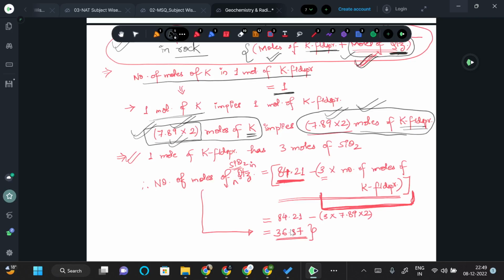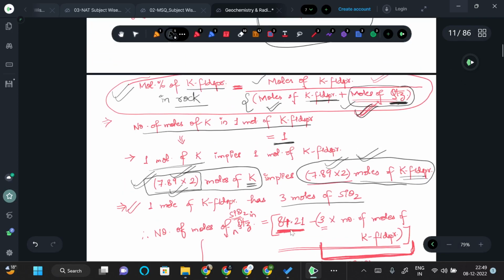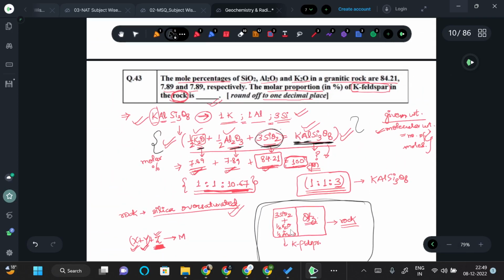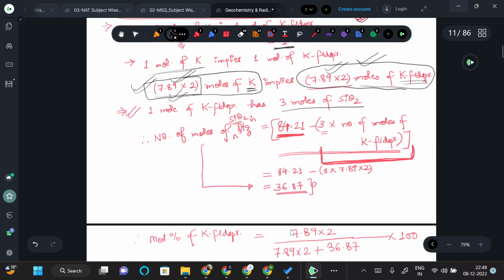Then we have 1 mole of K feldspar has 3 moles of SiO2, right? Again, from this reaction, 1 mole of K feldspar has 3 moles of SiO2. Then we have the number of moles of SiO2 that is there for quartz. That means the number of moles of SiO2 that is unconsumed. So 84.21 is the given molar proportion of total SiO2 that is there. So we will subtract the number of moles of SiO2 that is getting consumed to form K feldspar from the total proportion, then we will get the unconsumed part, right?